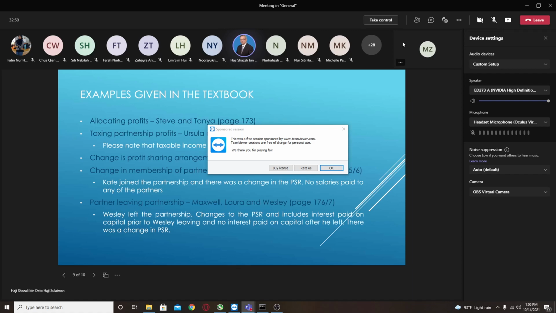So first we allocate the profit, just like the previous example. Total profit is 45,000. Victor has a salary of 5,000. So the balance is 40,000. And that balance is split between Acela and Victor based on the agreed profit sharing ratio. So then you have Acela 30,000 and Victor 15,000.